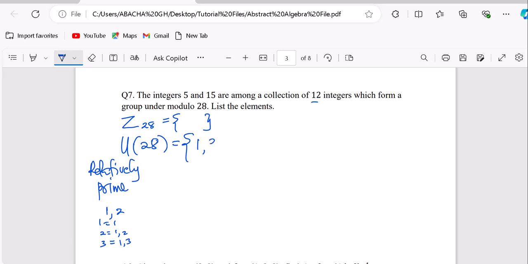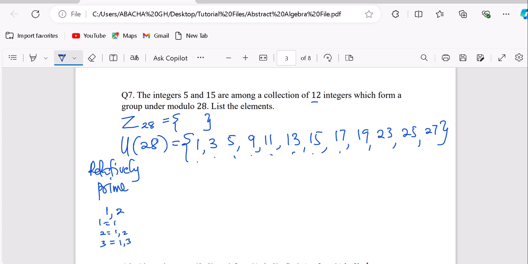But 3 is part of the numbers, 5 is part, 9 is part, 11 is part, 13 is part, 15 is part, 17 is part, 19, 23, 25, and 27. These are the elements of U28. Let's count them: 1, 2, 3, 4, 5, 6, 7, 8, 9, 10, 11, 12. Good. That is the 12 integers. These are the integers they are talking about.